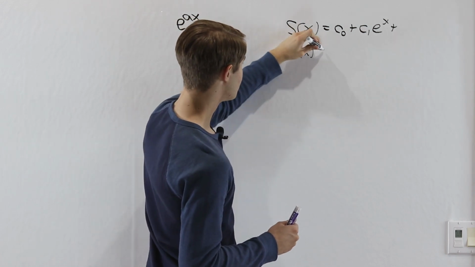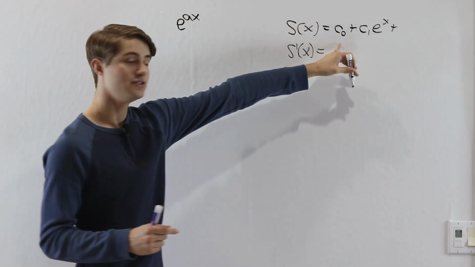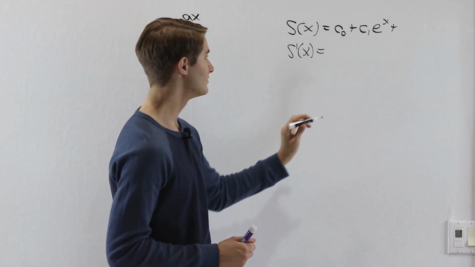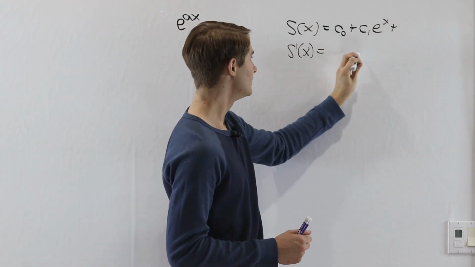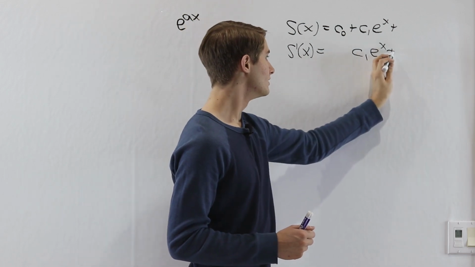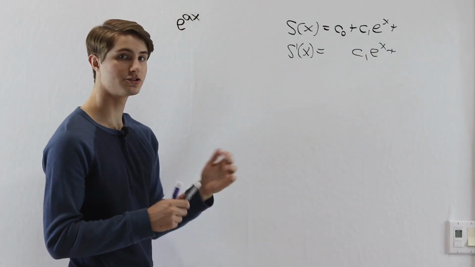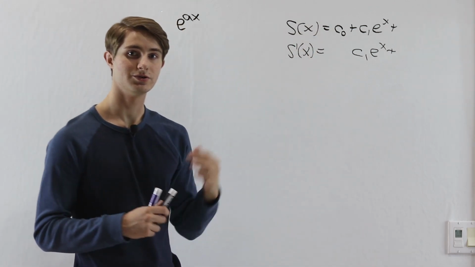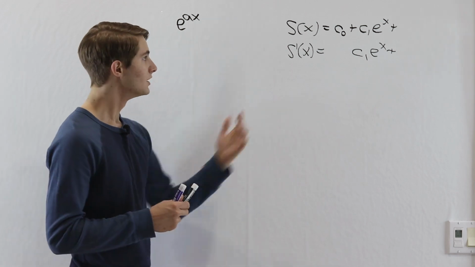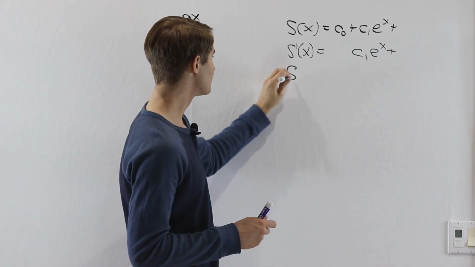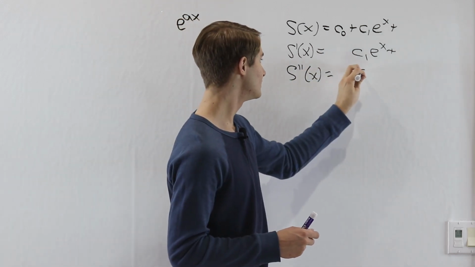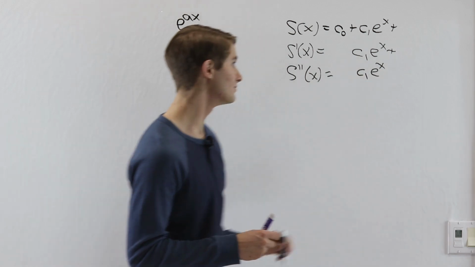So if we look at s prime of x, c0 is going to disappear because it's just a constant. c1, though, is going to stay because the derivative of e to the x is just e to the x. So our first derivative is also going to be c1 e to the x. Also remember that c0 is also c0 times e to the 0x, so that is technically an exponential. What we want to look at now, we'll take one more derivative here, s double prime of x is going to be c1 e to the x, differentiate that again, we still get e to the x back.